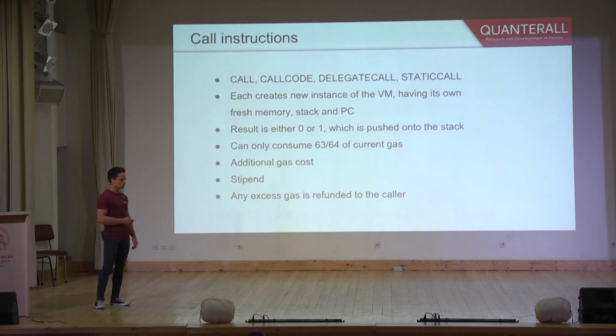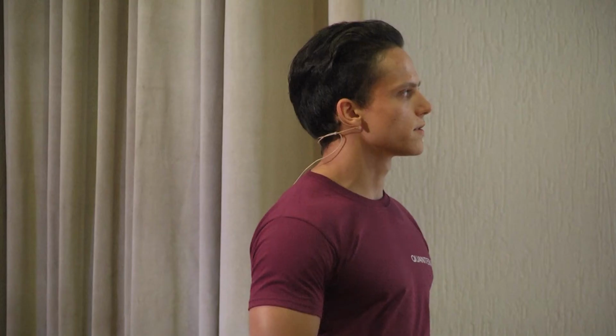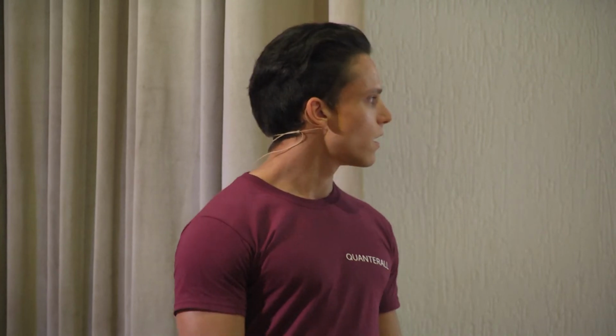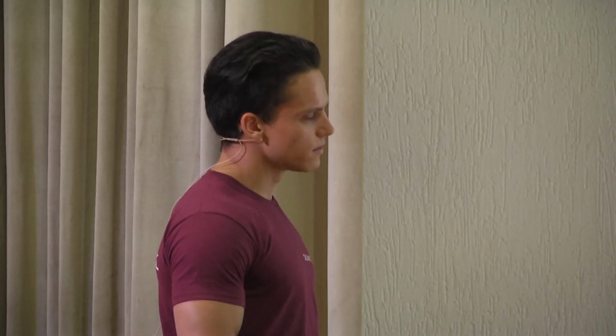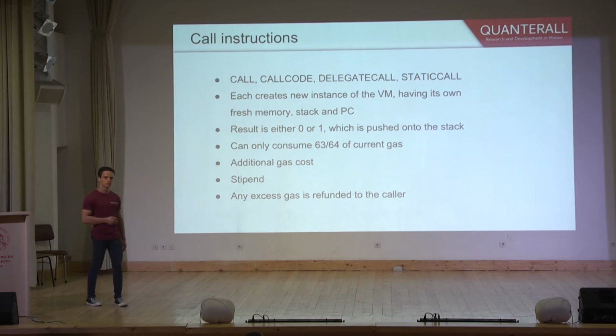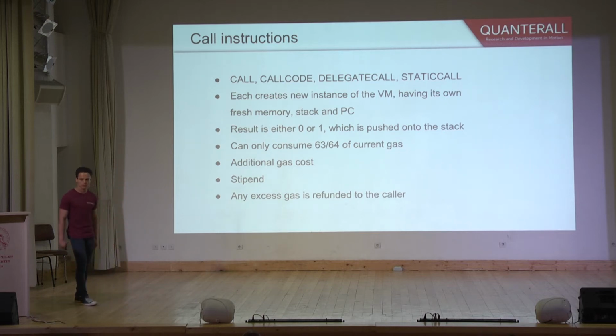And an interesting rule is that a call instruction can only consume 63/64 of the current gas, for example, and it can have an additional 9,000 gas cost if the transaction value is not 0, and 25,000 more if the destination address does not yet exist. And besides that, the child call can receive a stipend of 2,300 gas if the transaction value is not 0, and that is typically done so that the child call would always have gas to log that it received funds. And after execution, any excess gas is being returned to the caller.